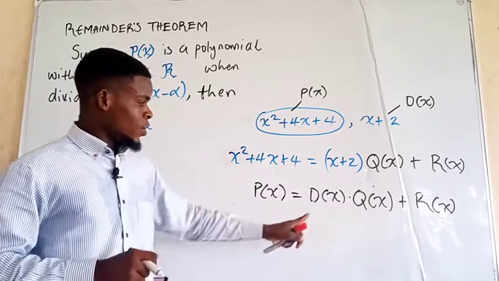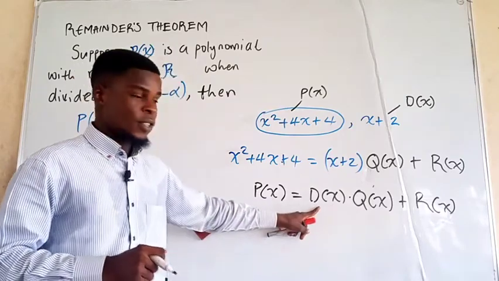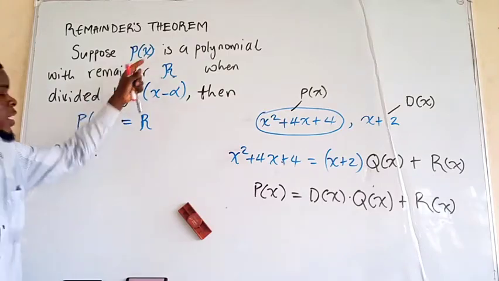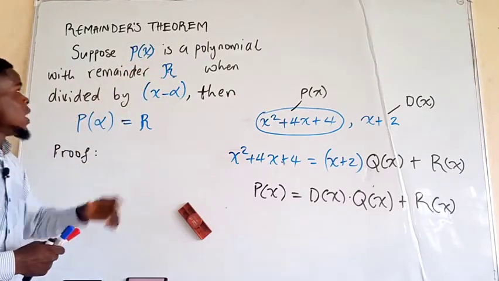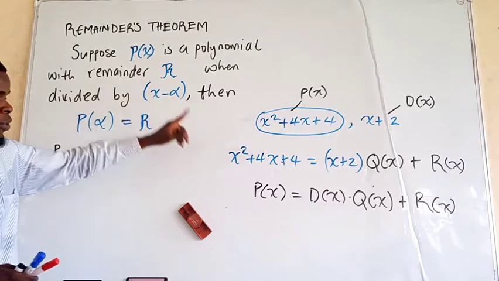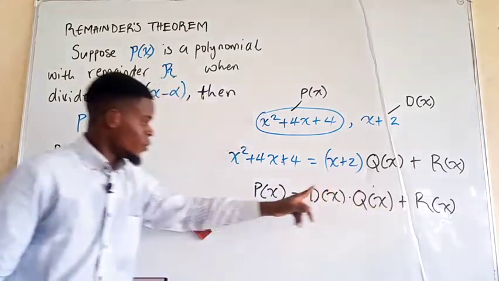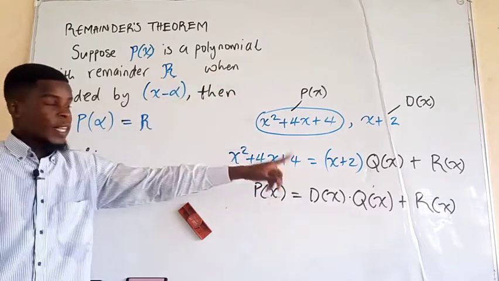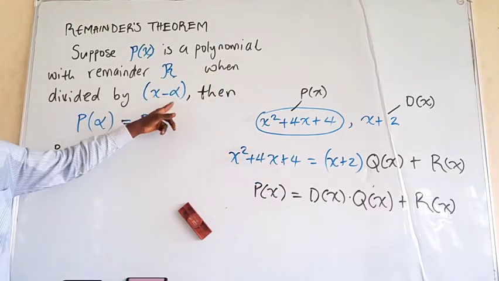Great. Now you see that here we are having the divisor d of x. Now in the theorem, we have that suppose p of x is a polynomial with a remainder r, so that is the remainder, and this is a polynomial, then r is the remainder when it is being divided by x minus alpha.